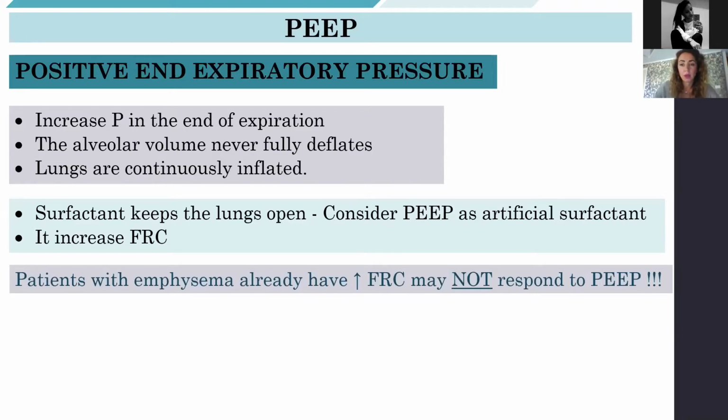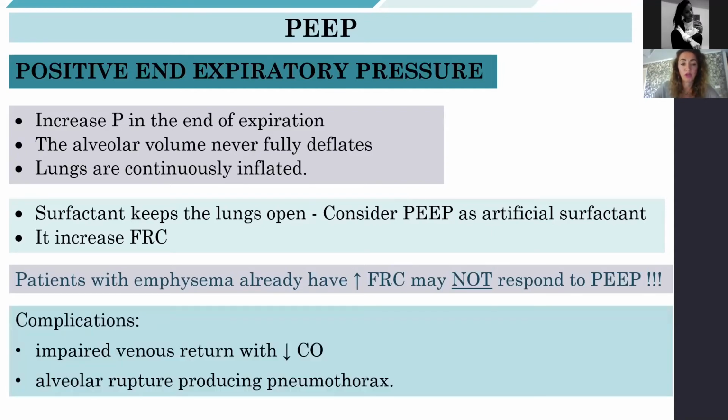PEEP does the very thing which can be considered as artificial surfactant. But remember that patients with emphysema already have increased functional residual capacity and they may not respond well to PEEP. So when you have patients with emphysema, you should think about the PEEP twice.